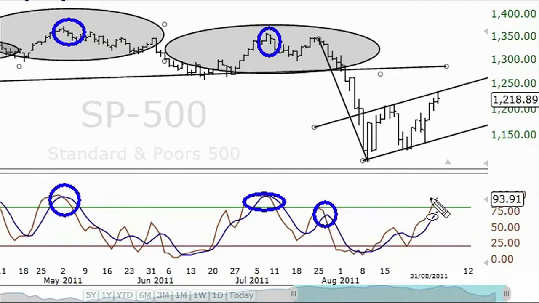So right now we're getting back up towards that resistance line. We're getting back up towards that turning point right now. And I do say that it looks like we're getting a bit of a reversal point through here. Right at this resistance point, the stochastics are turning over. So that actually looks like it's getting ready to turn over now.